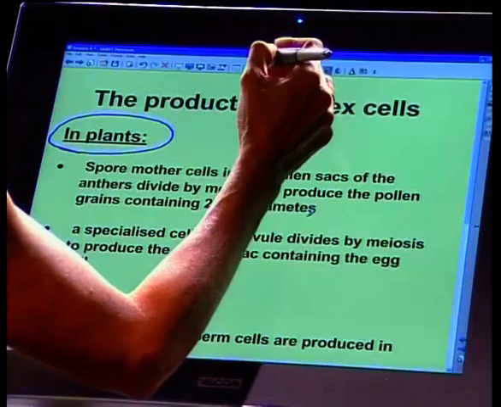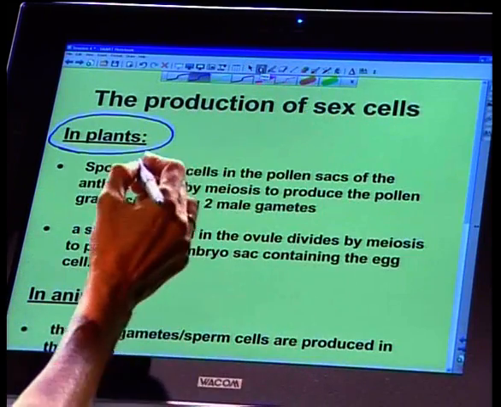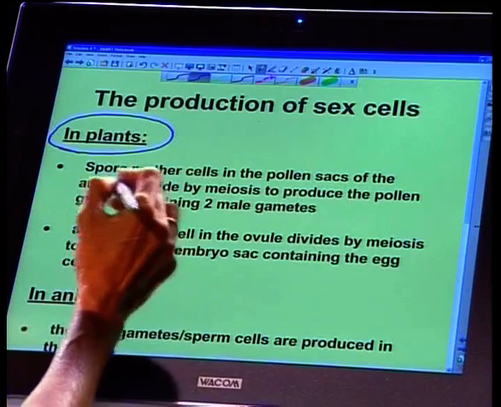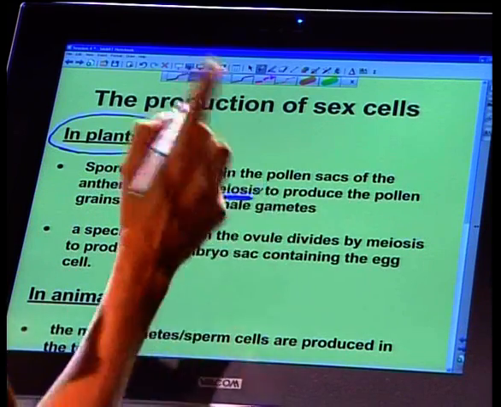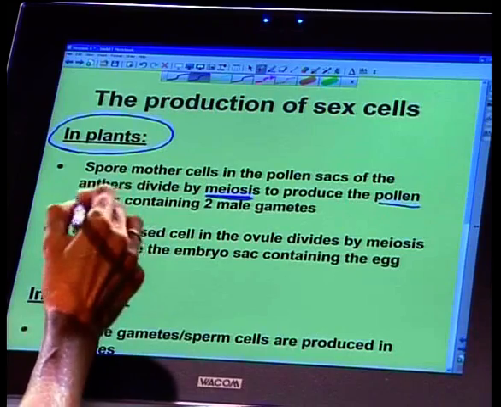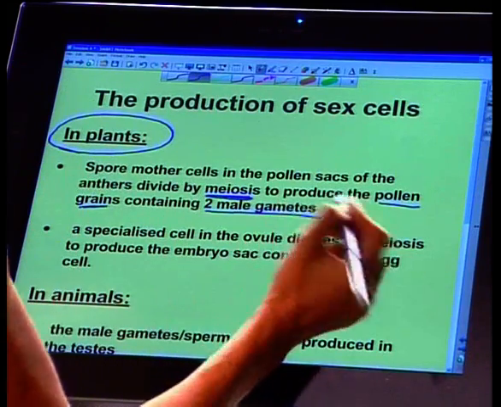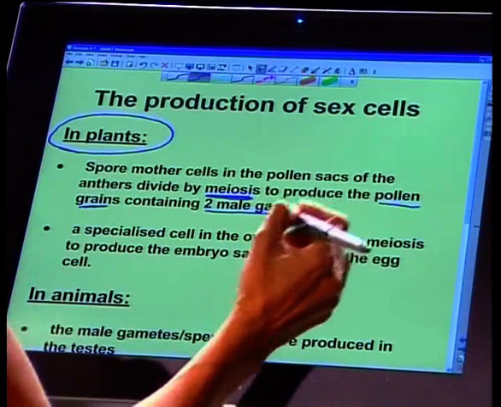Secondly, it is as a result of the second fertilization in the double fertilization of plants. All right. So we are going to have the spore mother cells. We're going to have the anthers undergo meiosis to produce what? The pollen grains, and they are going to contain 2 male gametes for double fertilization.